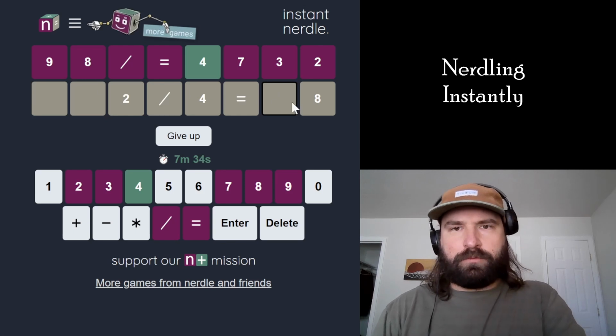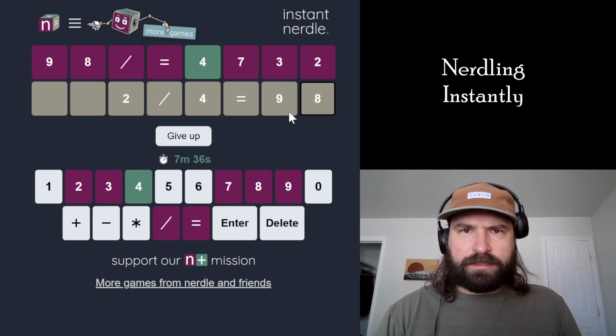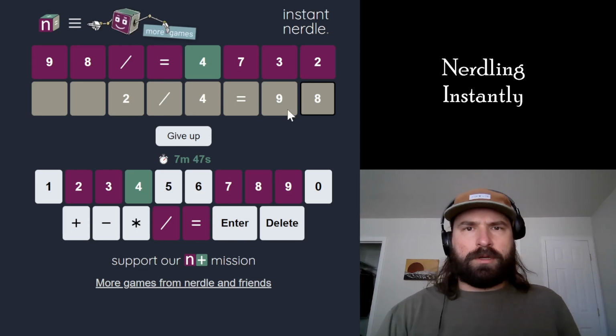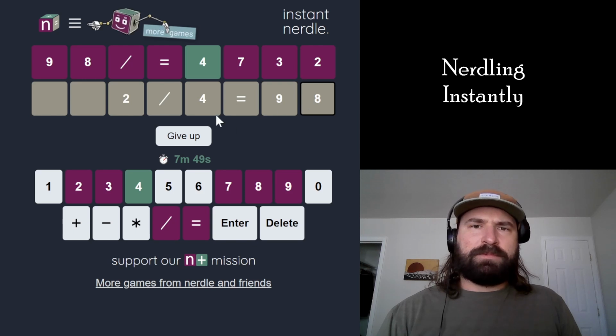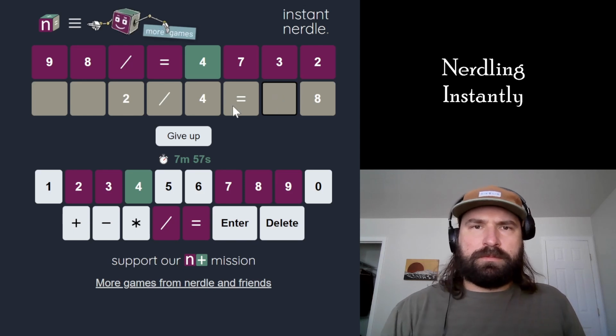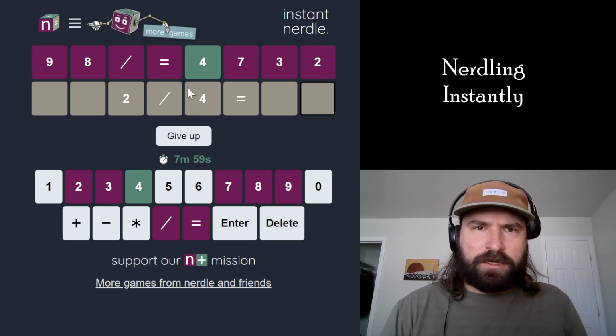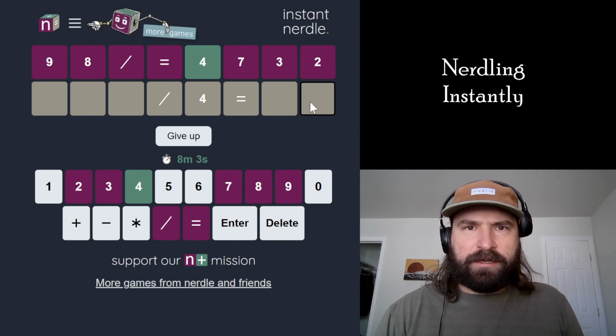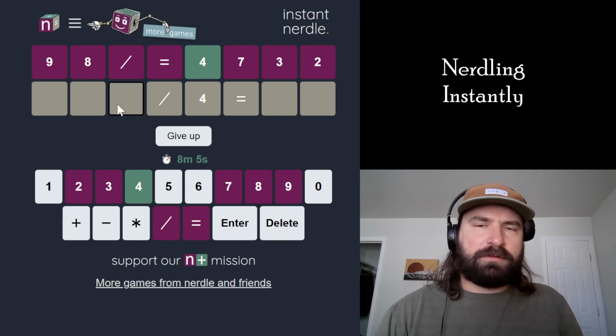8 can't go here. Would 9 work? Probably not. Maybe actually. Is this 372? This actually could be 372. No, probably not. Okay, 98 times 4 is 392. Unfortunate. Okay, so 9 doesn't work, so 8 doesn't work here. The only number I haven't tried yet is 9 here. 9 times 4 would end in a 6, so this doesn't work.